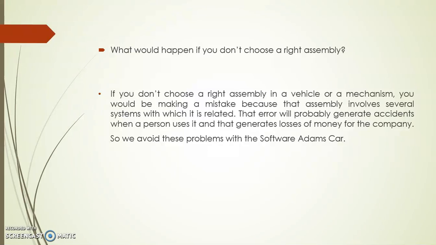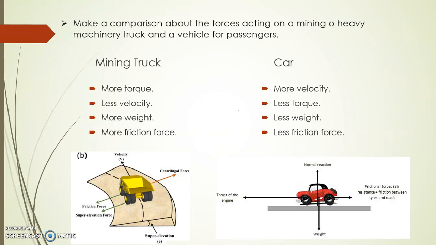What will happen if you don't choose the right assembly? Well, if you don't choose the right assembly in a vehicle or mechanism, you would be making a mistake because that assembly involves several systems to which it relates. That error will probably generate accidents when a person uses it, and that generates losses of money for the company or industry. So we avoid these problems with the software Adams Car.